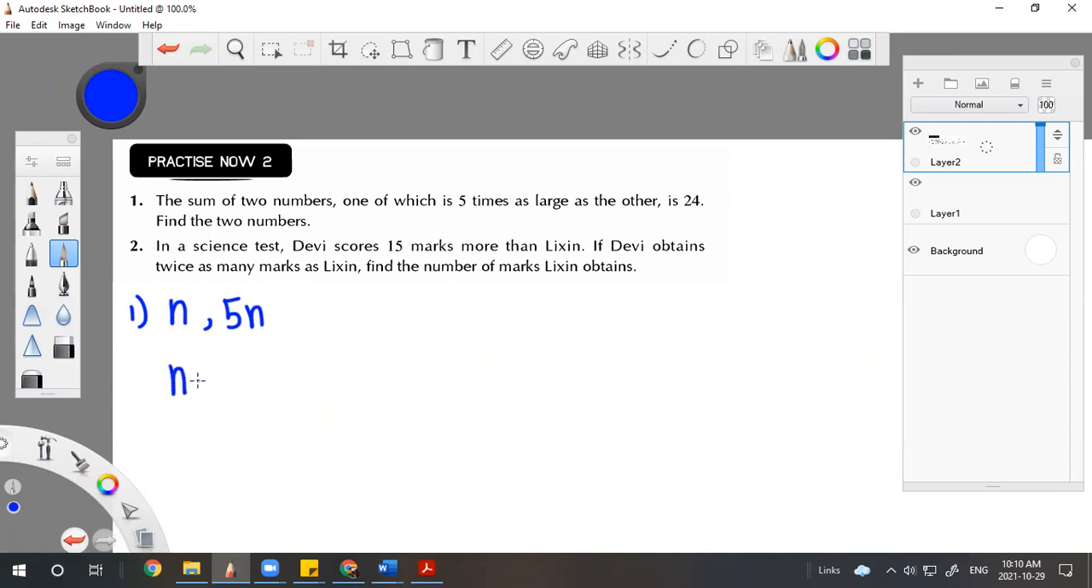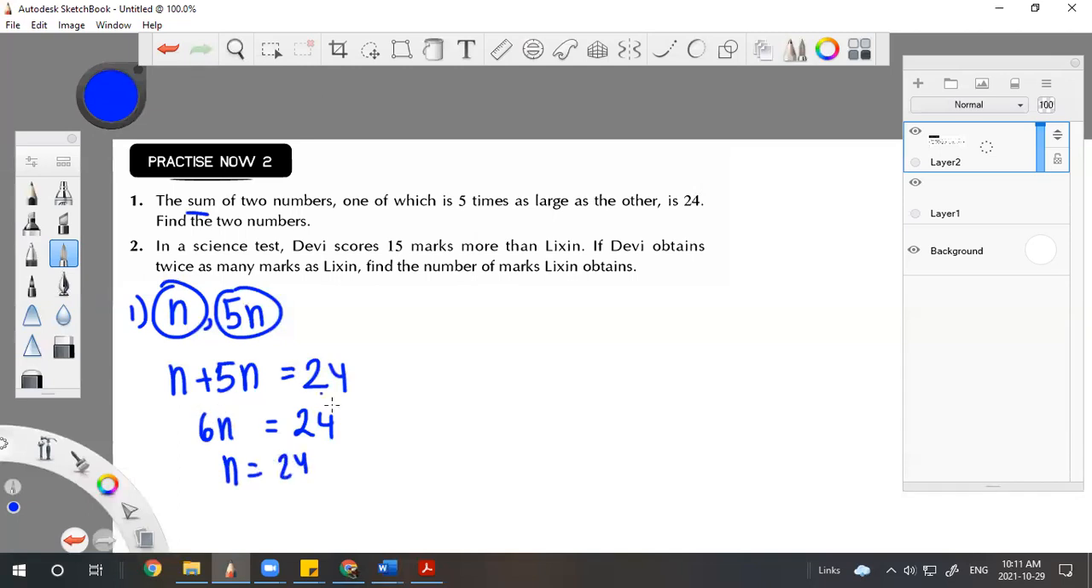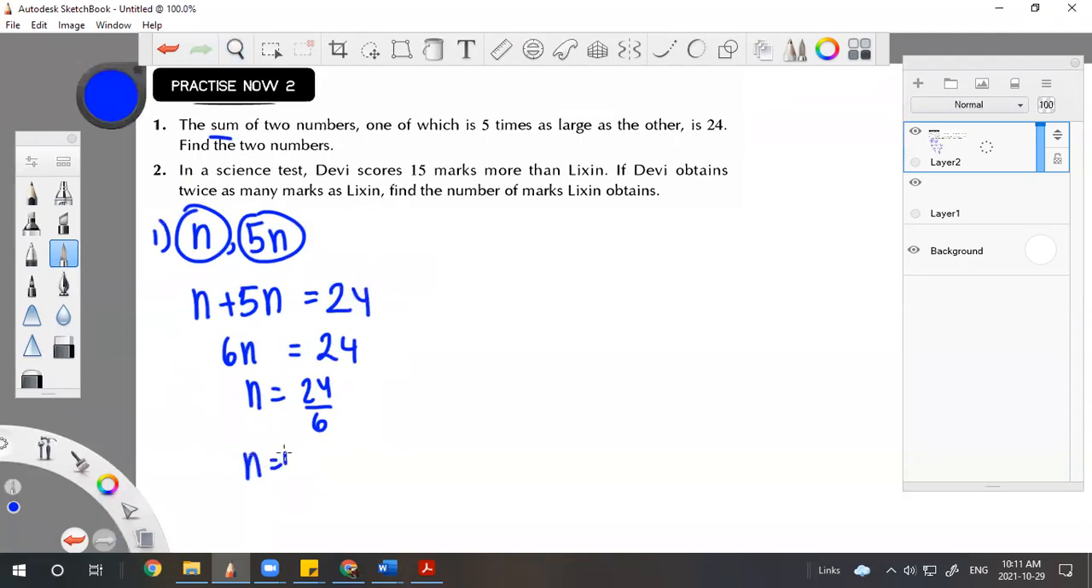So if you add all the numbers, it's 24, right? Because the sum of two numbers, one of which is 5 times as large as the other. These will be the key features, n and 5n. So if you add n plus 5n, you will get 6n equals 24, right? You move the 6 to the right side, becomes divide. So n will be 4. This is the smaller number, but the question is asking you to find the two numbers, right? So the other will be 5 times 4, which is 20. So 4 and 20 will be your answer.